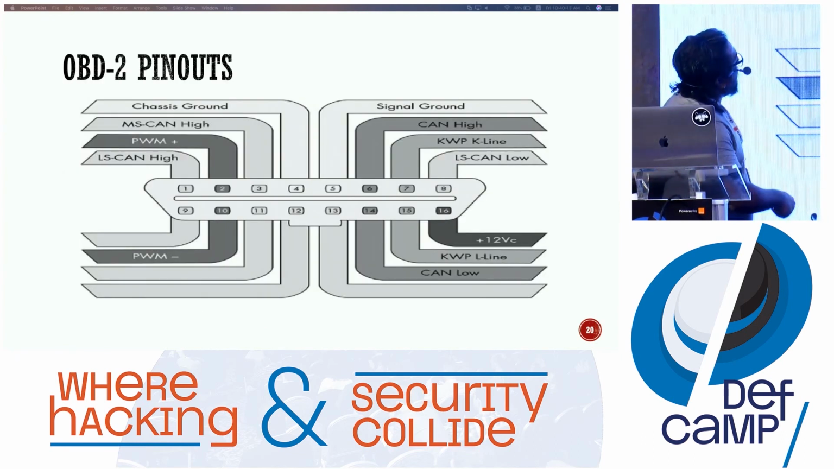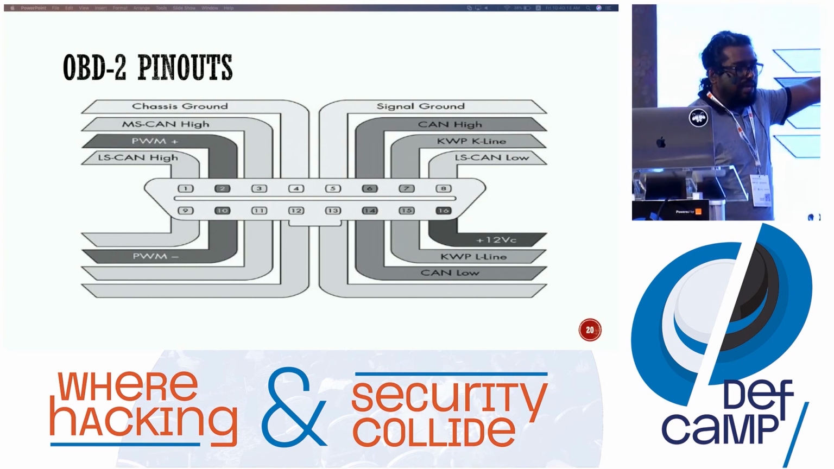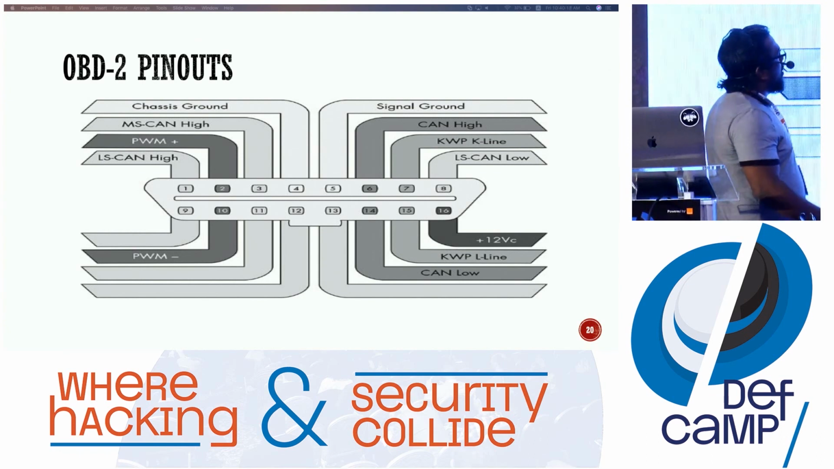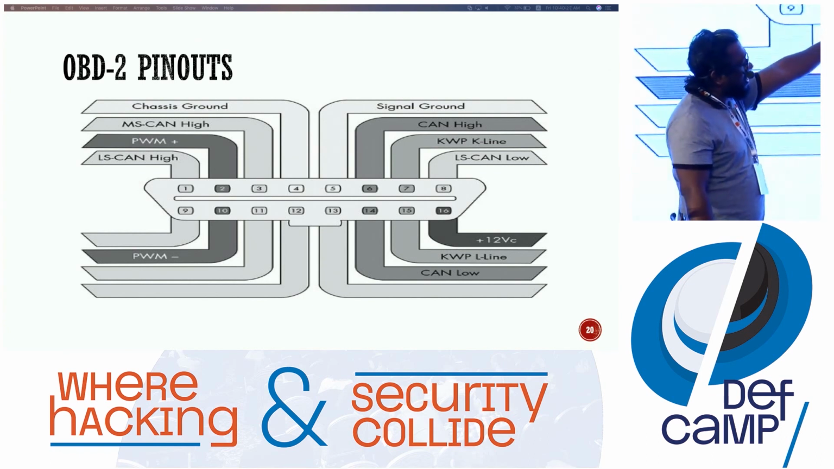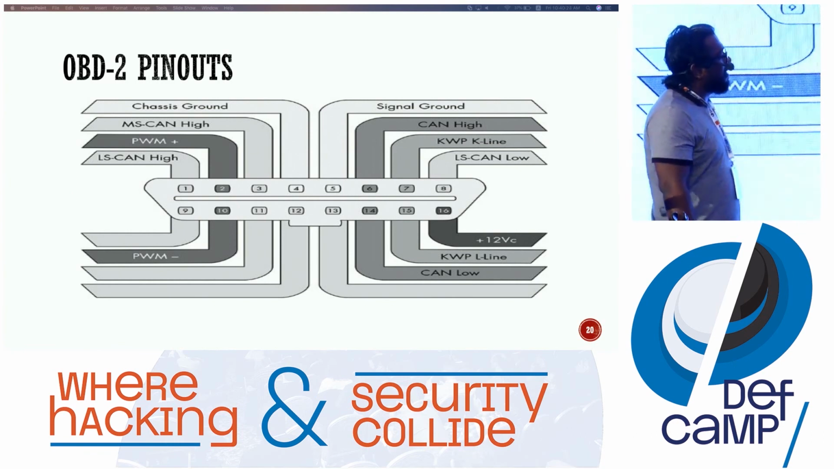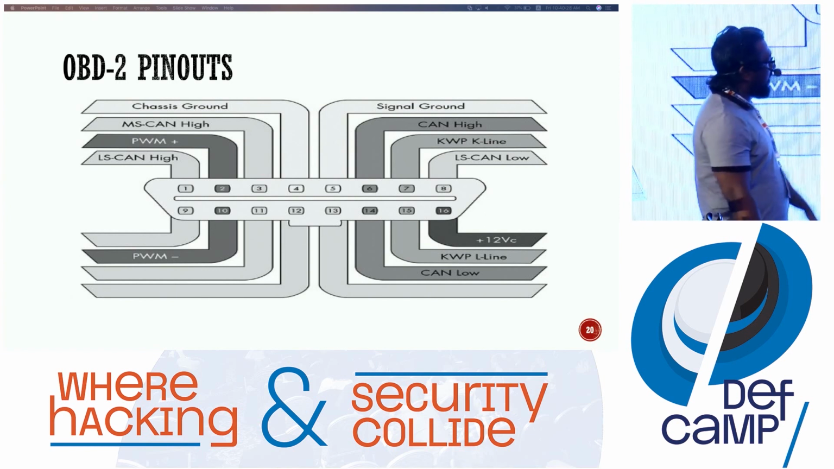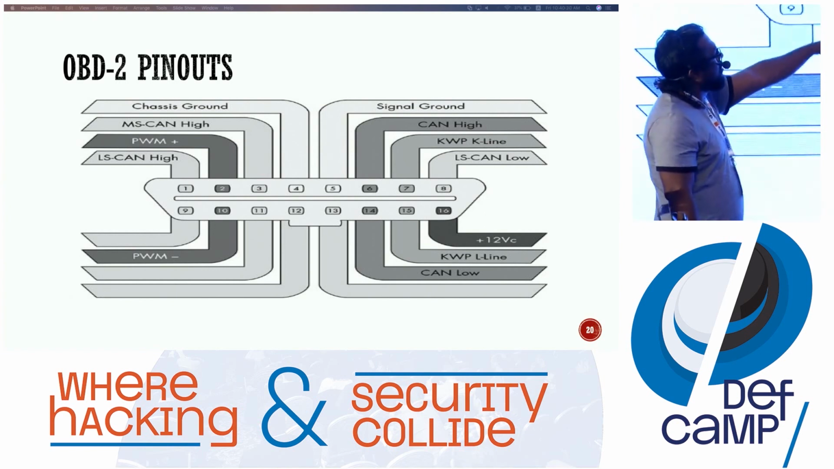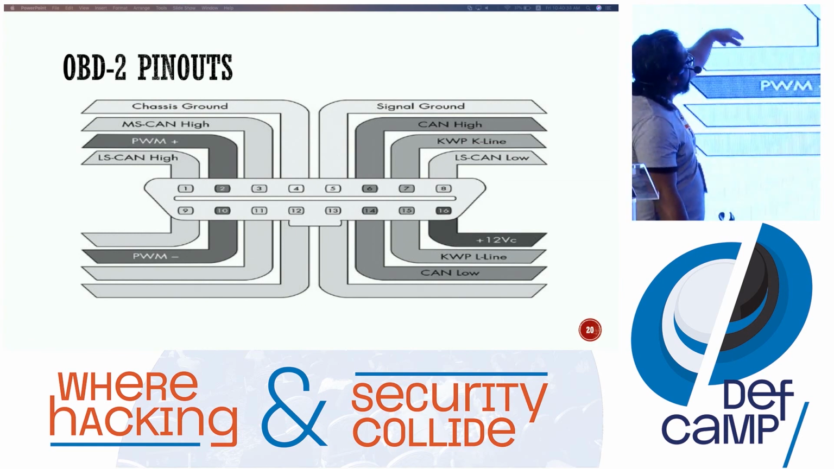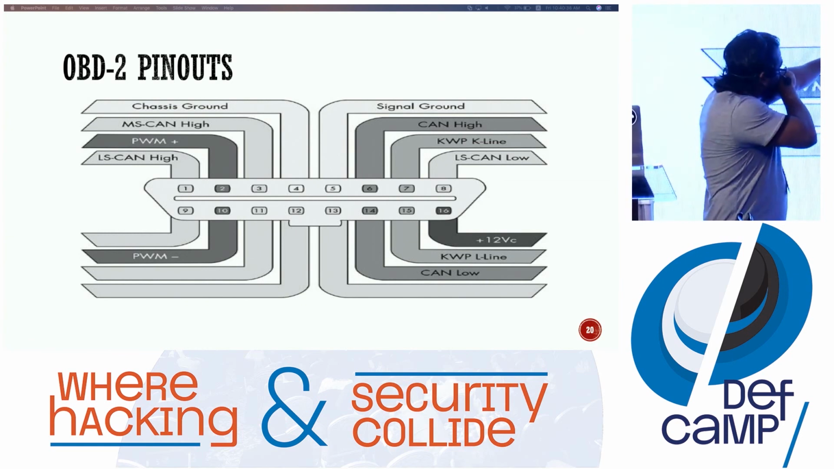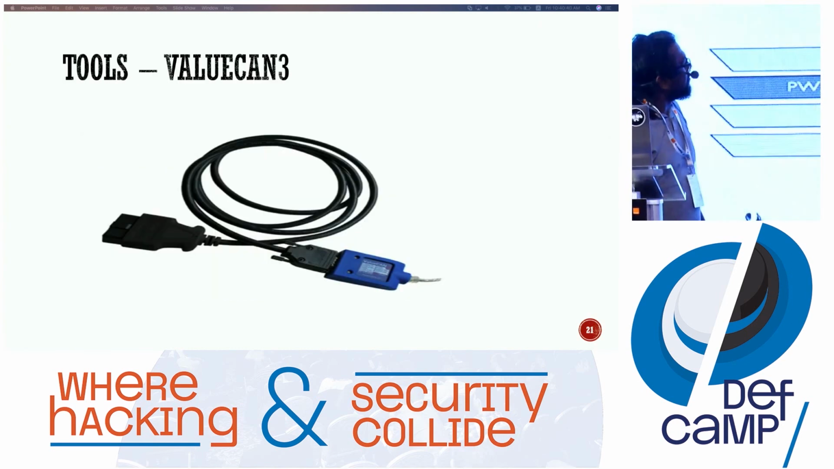So if we compare the entire protocol with the OBD2 port, as I said, pin numbers 6 and 14 are for the CAN bus, CAN high and CAN low, and KWP, K-line, and the other PWM and MS CAN. These are the pin numbers for the different messages.